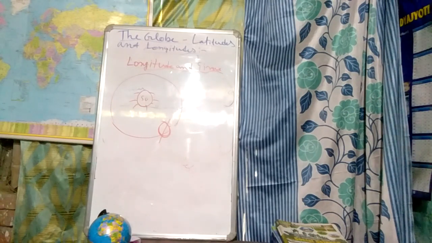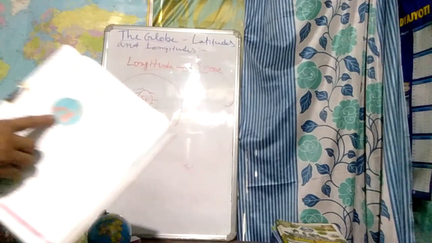Remember, we know that there are 24 hours in a day. Due to the rotation of the Earth, the sun appears to move across the sky from east to west. But actually the Earth rotates from west to east and completes one circle, which has 360 degrees.